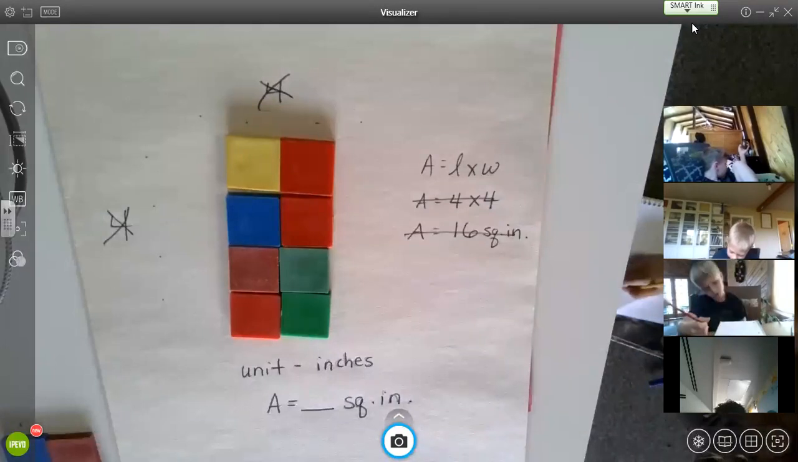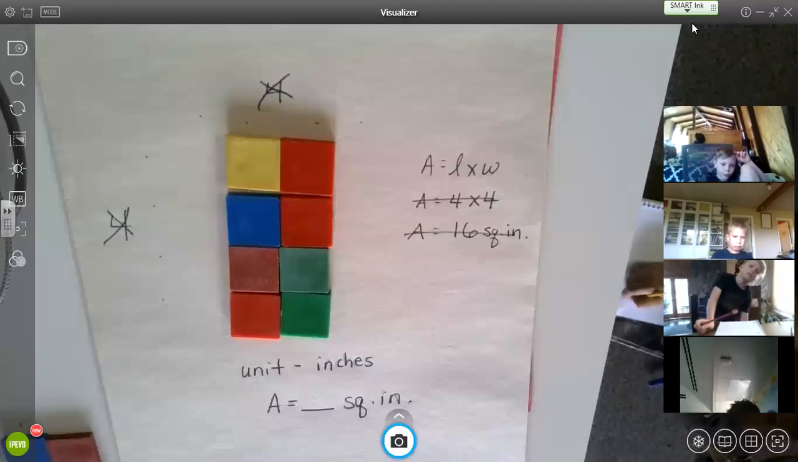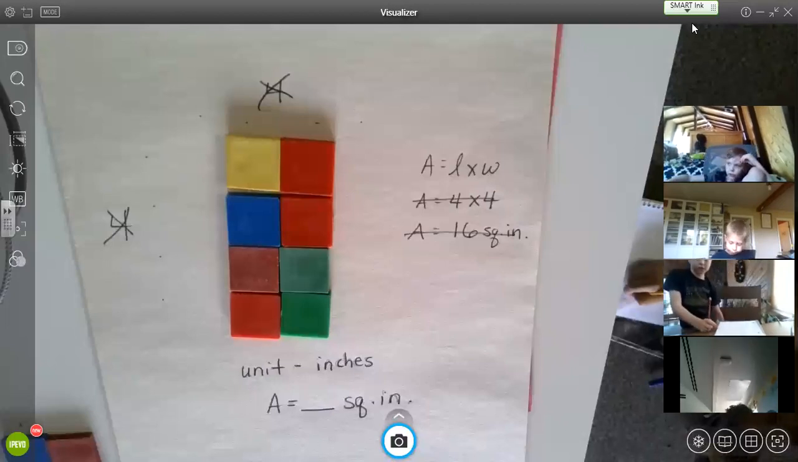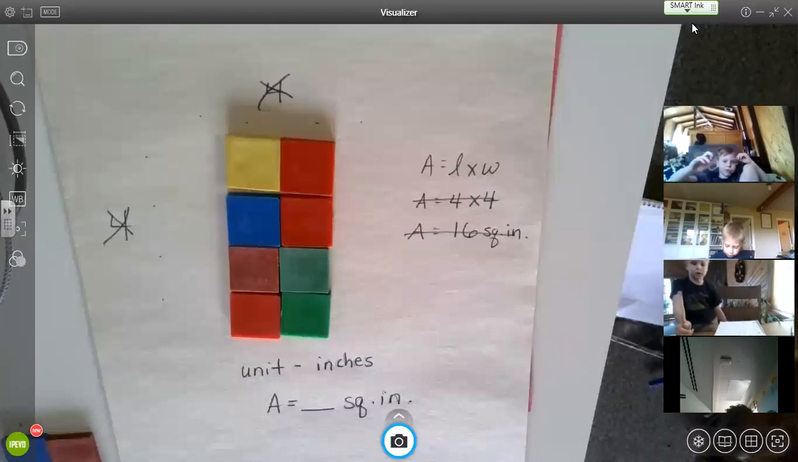If you use counting as your strategy, now, since you have another minute, can you see if you can write the equation, the multiplication equation to go with it?